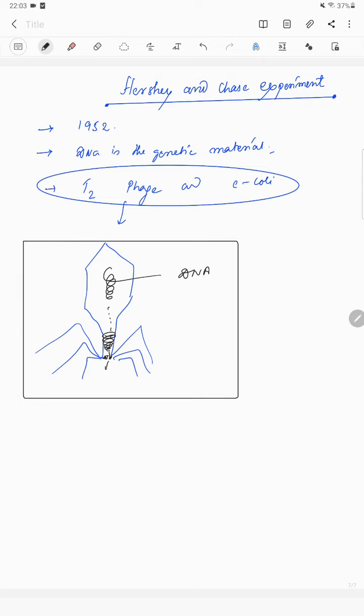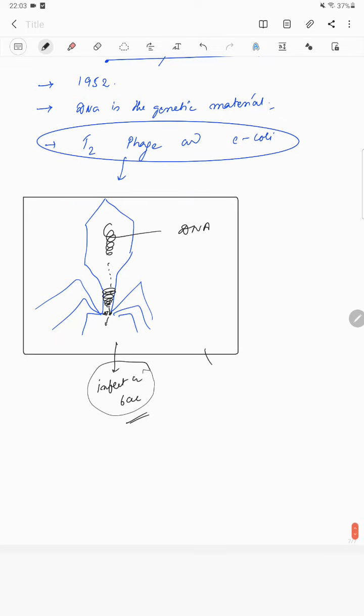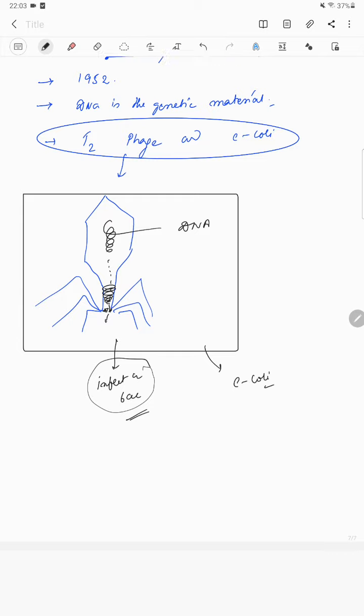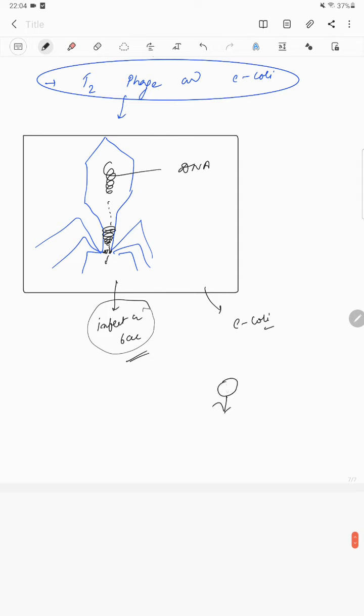Now what the bacteriophage generally does is infect a bacteria, and typically here the bacteria is nothing but the E. coli. When this bacteriophage infects the bacteria, appreciate the fact that it has its own genetic material, that is the DNA. Now what is it going to do? The first thing is adsorption.